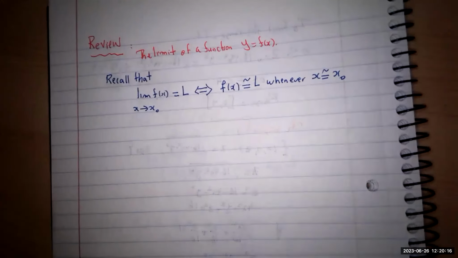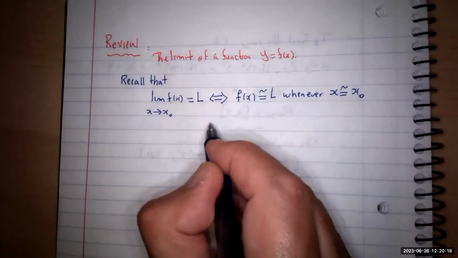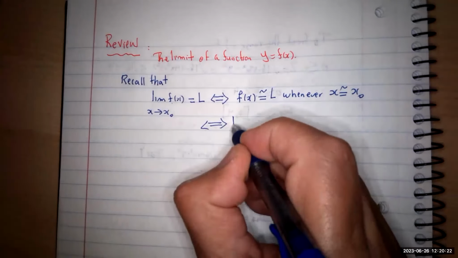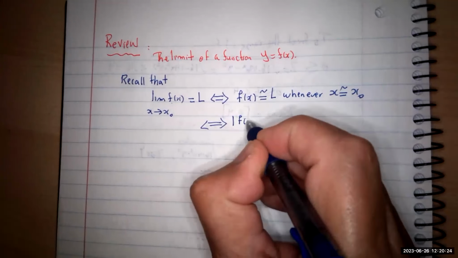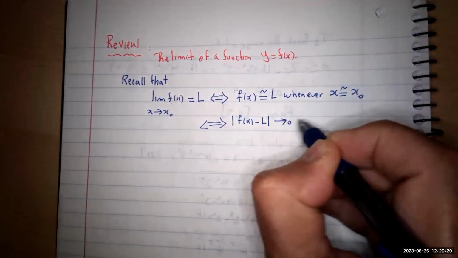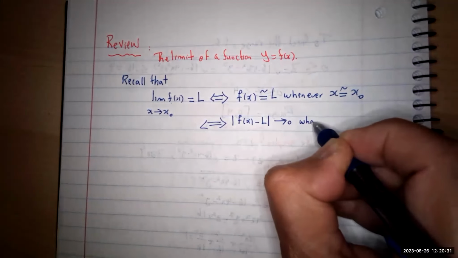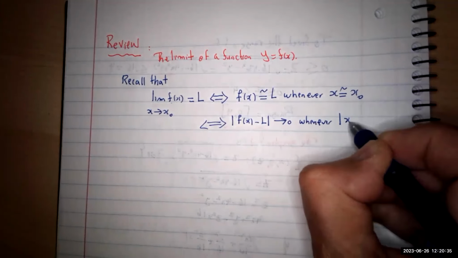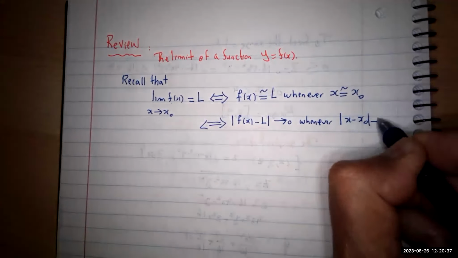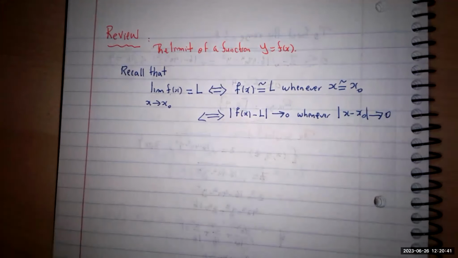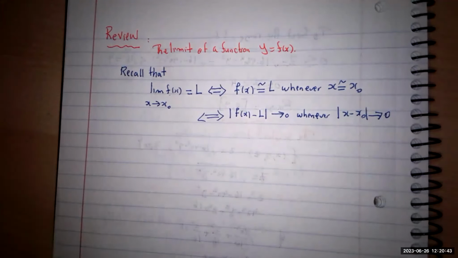Which is equivalent to the fact that the difference, these are numbers, so we can use the absolute value, the difference of f of x minus L goes to 0 whenever the difference x minus x0 goes to 0. So that's a very informal way we are going to write the limit of the function.